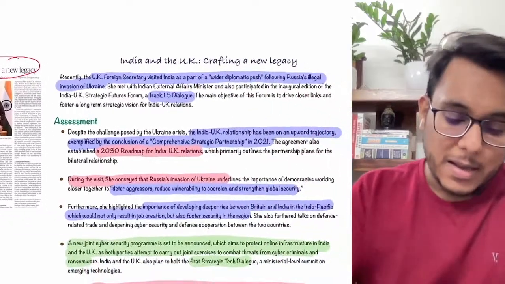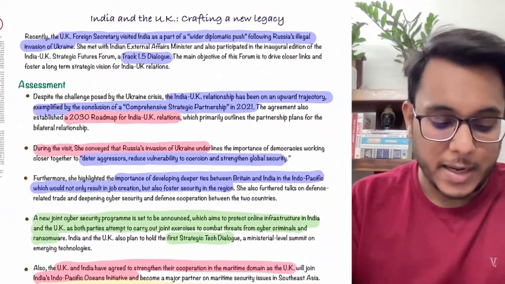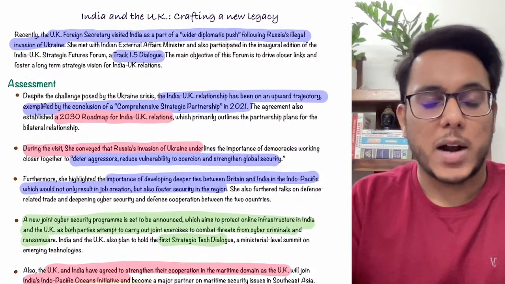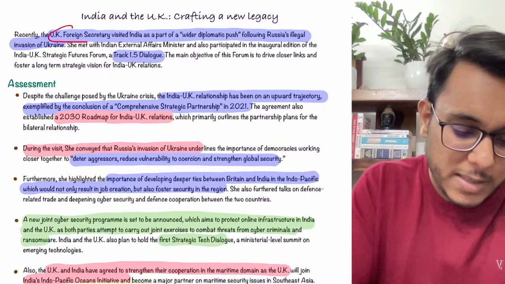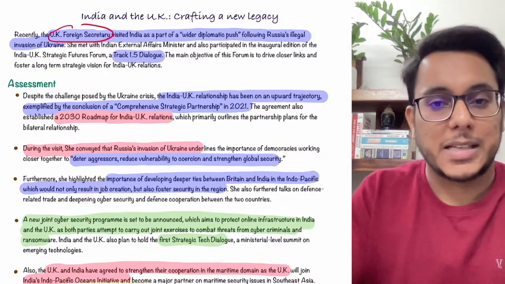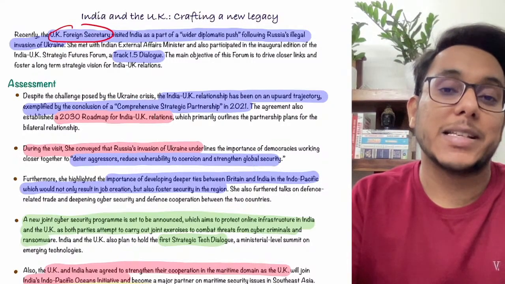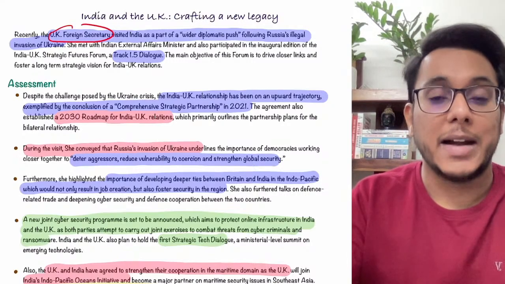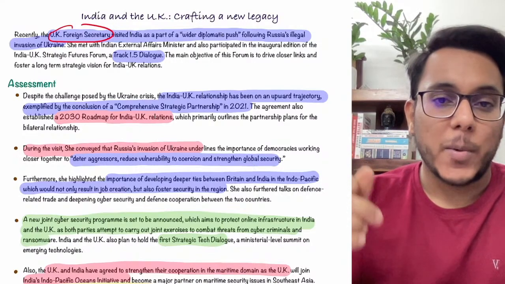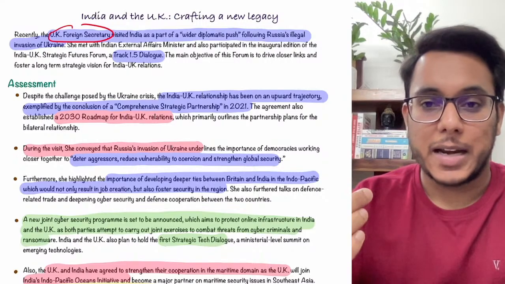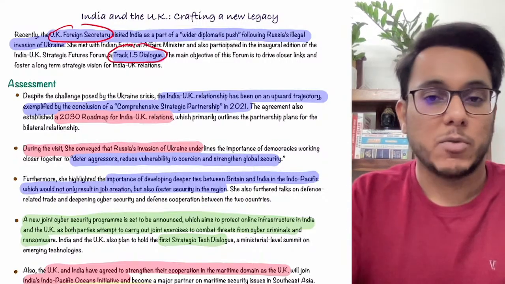Now guys, first of all, as we see, there is the Ukraine Russia war going on. So under this pretext, recently UK's foreign secretary has visited India as a part of a diplomatic push, where the UK wants India to criticize Russia, condemn Russia, and vote against Russia in the United Nations. Now guys, as the UK's foreign secretary came, there was 1.5 track dialogue diplomacy that was taken in India.